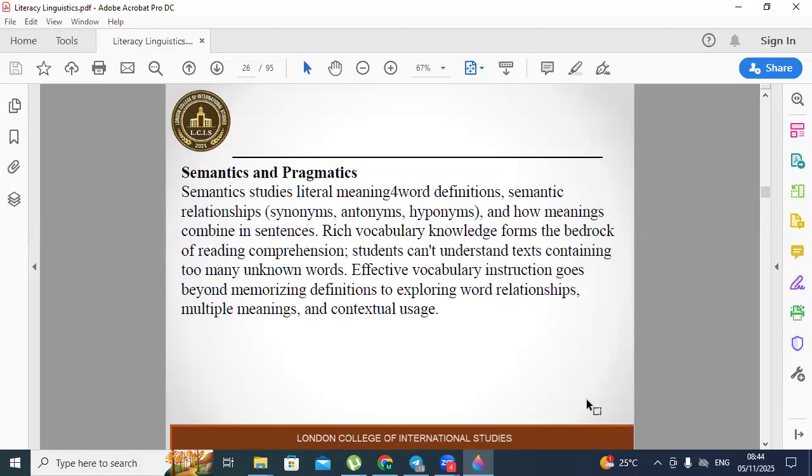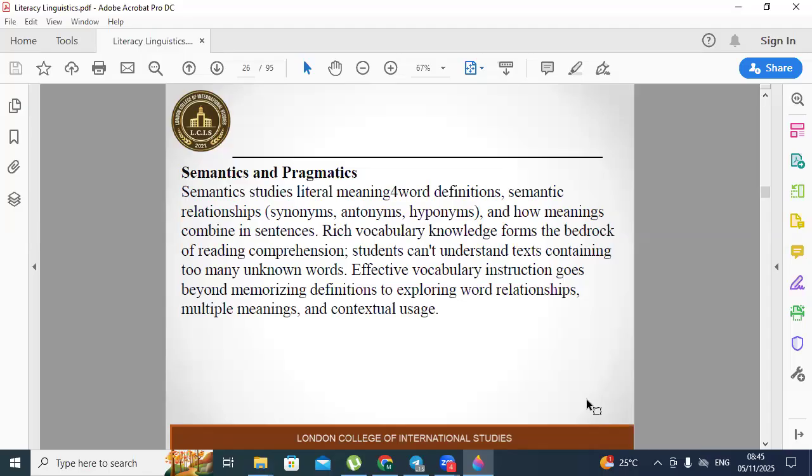and knowing when each is appropriate. Pragmatics examines how context shapes interpretation: understanding idioms, figurative language, tone, implied meanings, and the social conventions of language use. This is crucial for full comprehension because so much meaning goes beyond literal words.